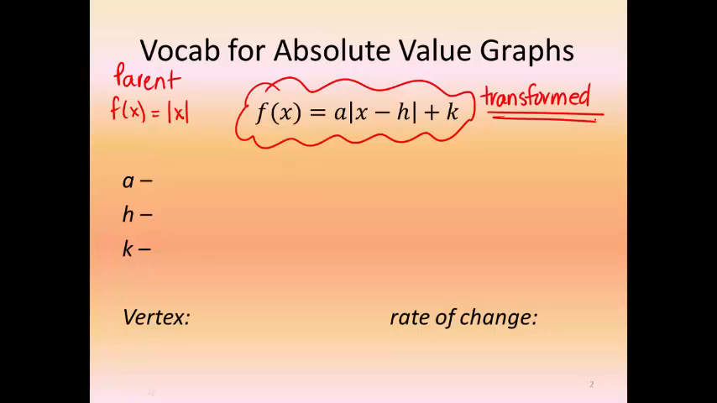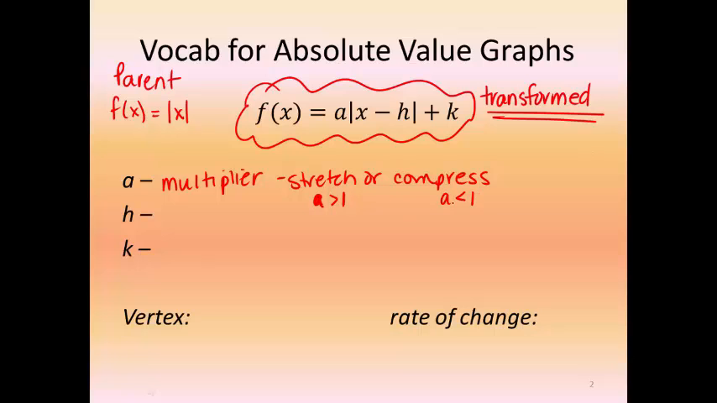We transformed it. So we're going to talk about the A. The A is our multiplier. And our multiplier is either going to stretch or compress the graph. It's either going to stretch or compress the graph. And a stretch is going to be when A, and this is going to be interesting because we're going to talk a little bit more about and clarify this, when A is greater than 1. Okay, and then compress when A is less than 1.